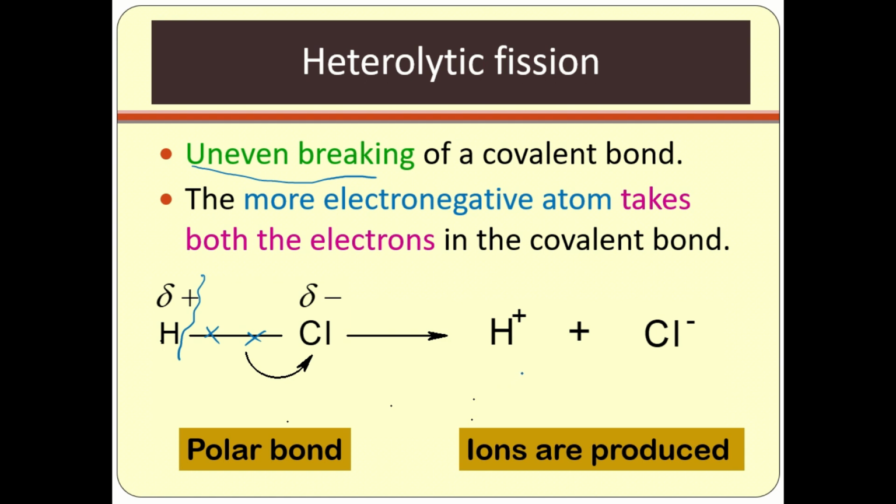So in a heterolytic fission, a cation will be formed. The other atom, which took both the electrons, will become an anion. So unlike homolytic fission, now ions are formed.